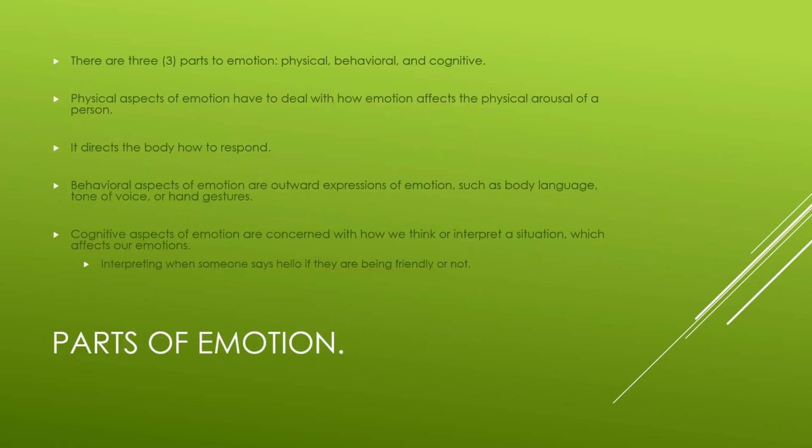There are three parts to emotion: physical, behavioral, and cognitive. Physical aspects of emotion have to do with how emotion affects the physical arousal of a person. For example, it directs the body how to respond. If you're upset, maybe your eyes become watery. If you're angry, maybe your heart races. It's directing your body how to respond.